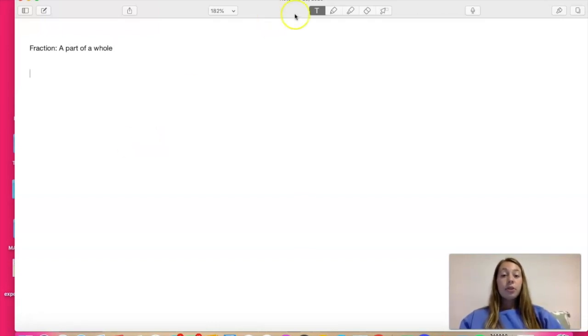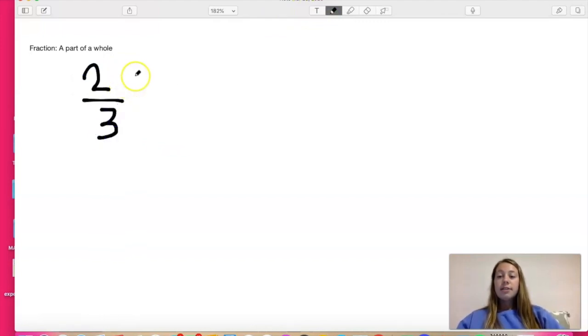So we know that 2/3, this top part is called the numerator. We know that. And then the bottom part is called the denominator. And altogether, this fraction 2/3 means there's two parts within the three parts. So there's two parts within the whole, which is three parts.